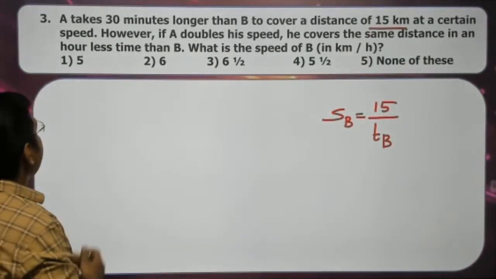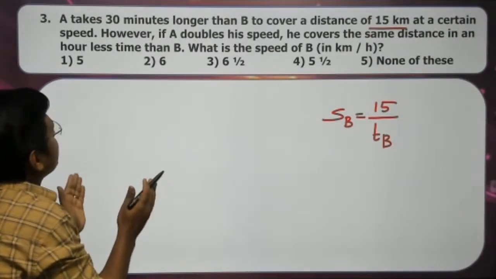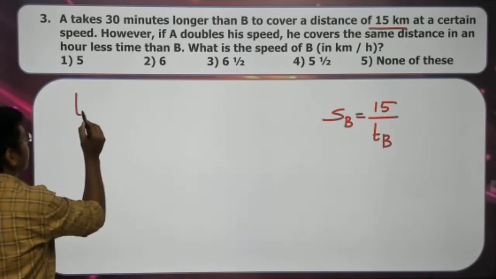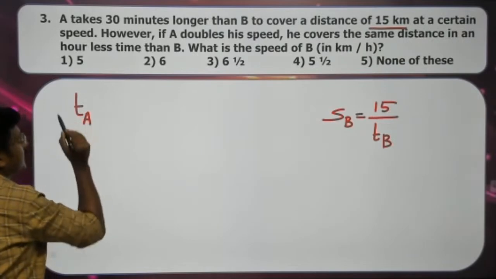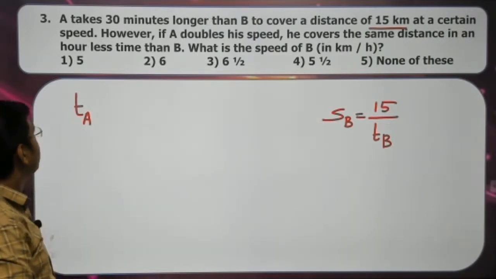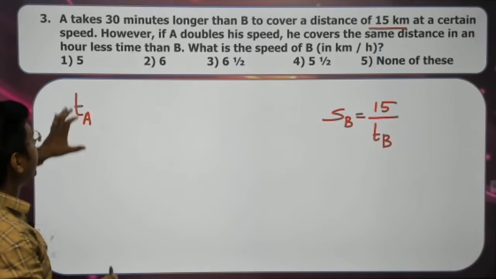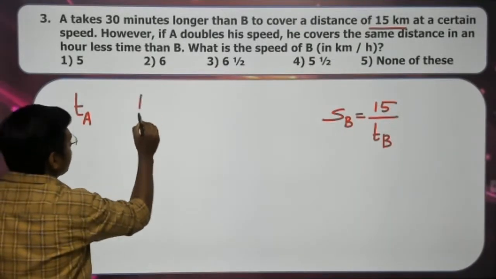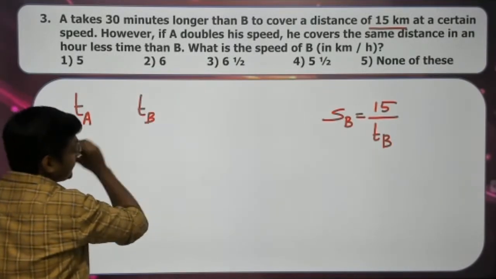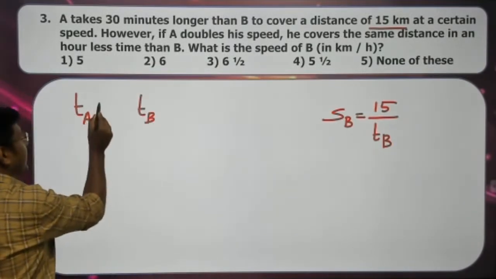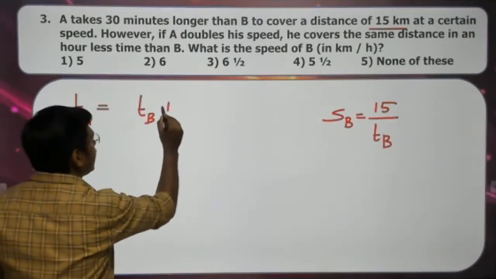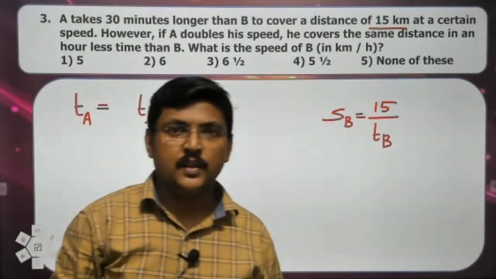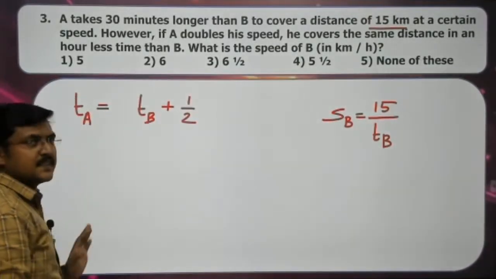For that, listen. A takes 30 minutes longer than B to cover a distance of 15 km. That means if I am writing the time taken by A to cover that 15 km is TA. Clearly given that the time taken by A is 30 minutes longer than the time taken by B. If the time taken by B to cover this distance is TB, then the time taken by A is equal to TB plus 30 minutes. 30 minutes in hours is 1/2, right? Because 30 by 60, that is 1/2, half an hour. Okay, first this is the frame.